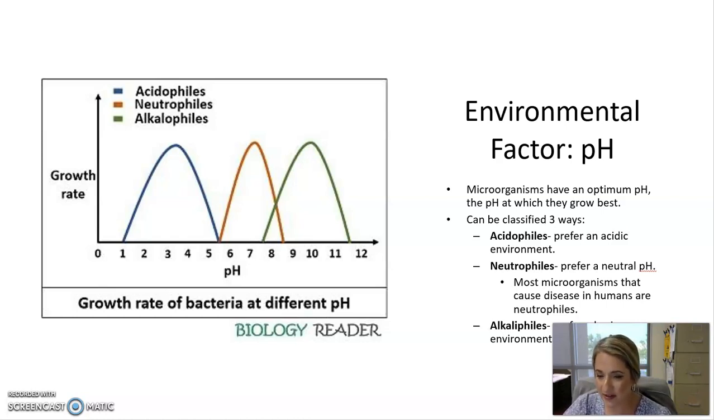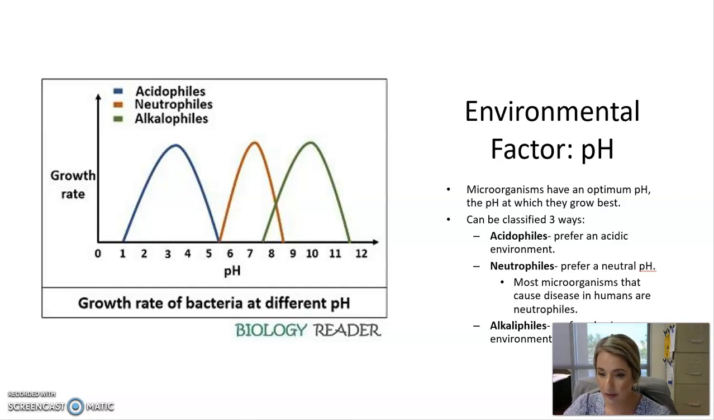Neutrophiles are bacteria that prefer a neutral pH, and this is most human pathogens because most of our body outside of areas like the skin and stomach have a neutral pH because our body is consistently made up of water, which has a neutral pH. So most microorganisms are around that neutral pH. They prefer around a neutral pH range such as like 7 as far as their pH preference.